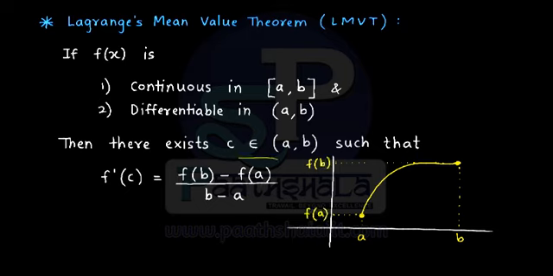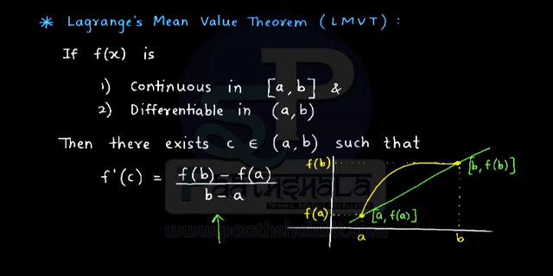Now if you look at the right hand side expression, you will clearly come to know that it is nothing but the slope of the line joining the endpoints of the interval. So it is the slope of this particular line, because the points are b comma f of b and a comma f of a. Looking at the expression, it is clear that the right hand side represents the slope of the line joining the endpoints of that interval.